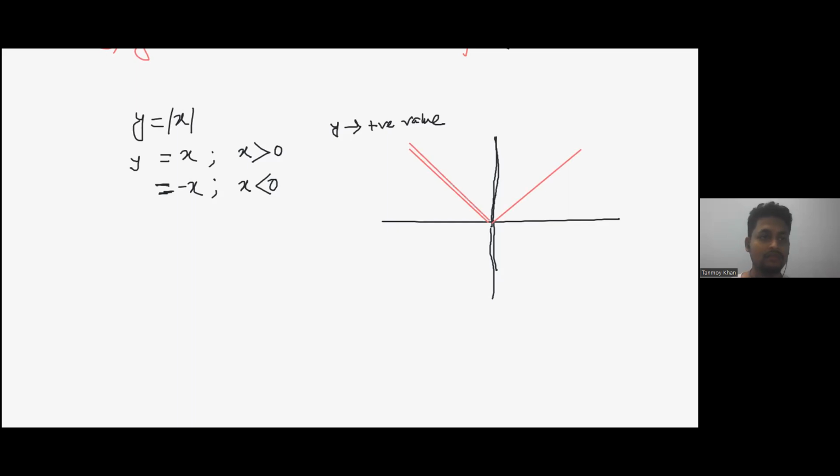So that time also it will look like this, from this point actually. In this region there will be no such case. The function will look like this. This is not a pair of lines, this is the whole function y is equal to mod x. If someone asks you to draw y is equal to mod x, it will be like this.